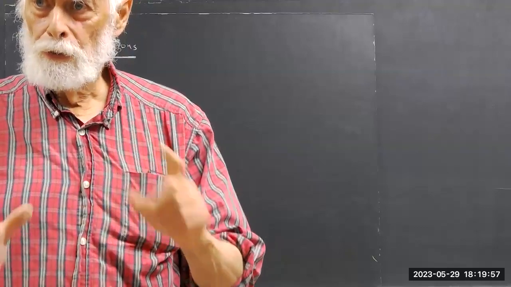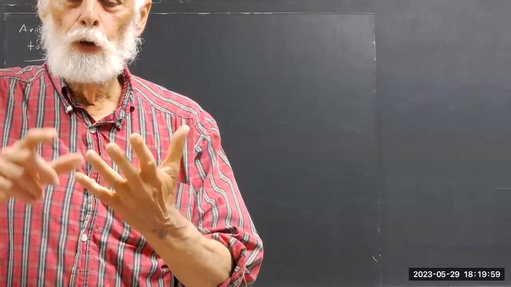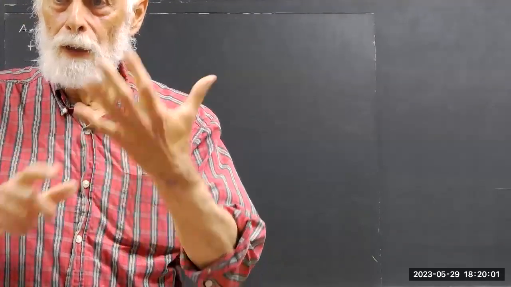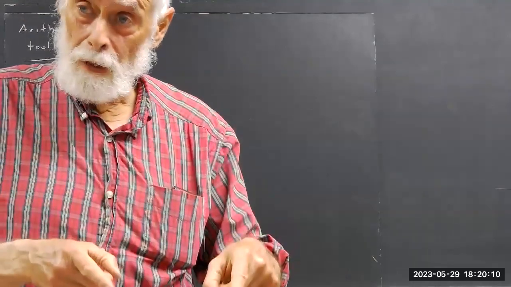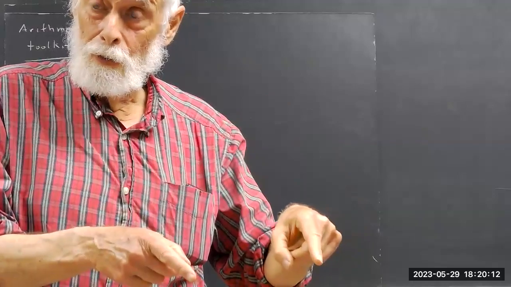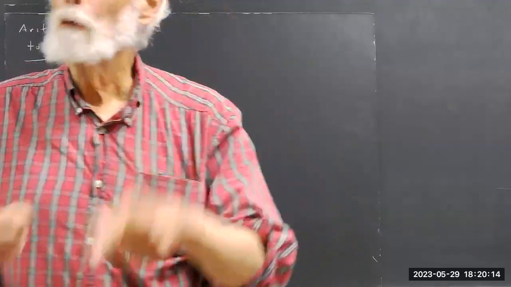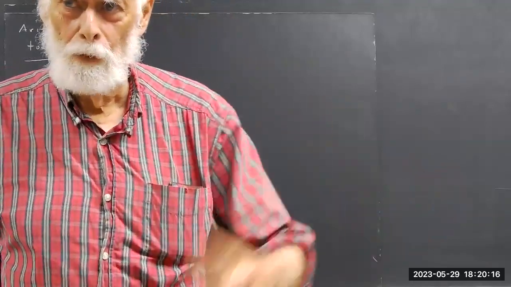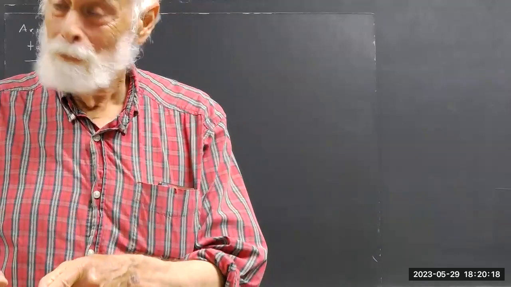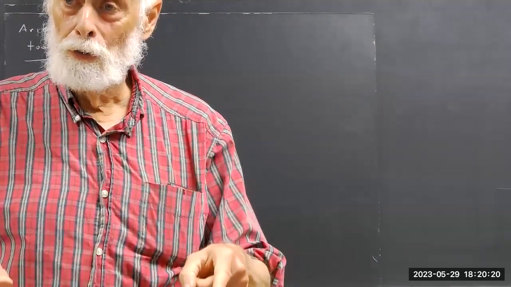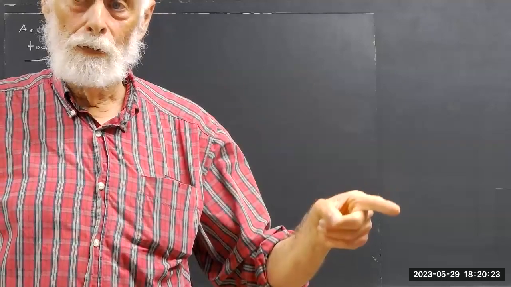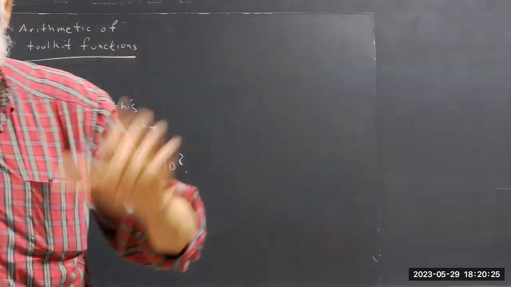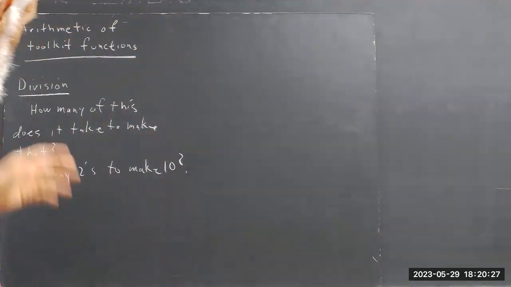What do we mean by 10 divided by 2? Well, how many twos does it take to make 10? You can count it: 2, 4, 6, 8, 10. It's a handful, that's 5. It takes 5 twos to make 10. One two is 2, two twos is 4, three twos is 6, four twos is 8, five twos is 10. So I just proved it to myself.